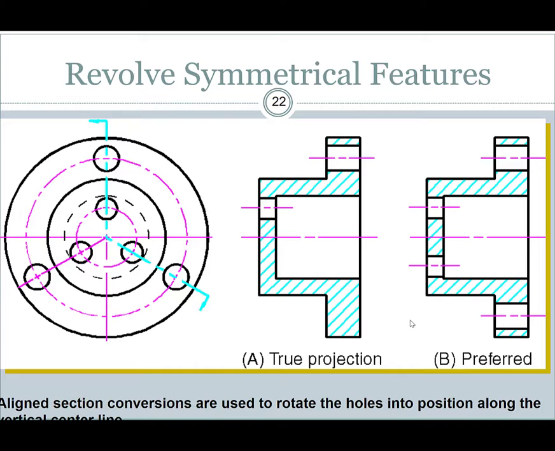Take a look at the example here. It shows you the difference between the true projection and the section view by following the conventional practice. Apparently, the section view with the conventional practice clearly demonstrates the symmetrical feature of the object, which is preferred.